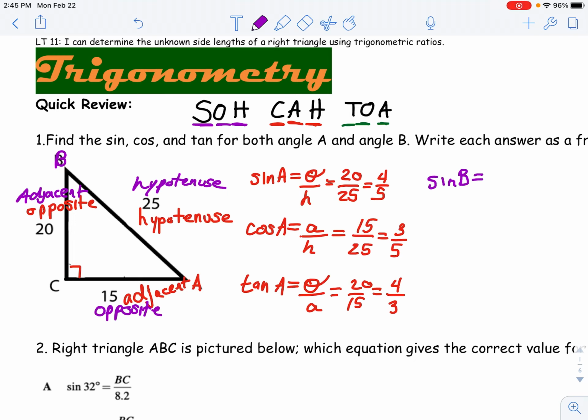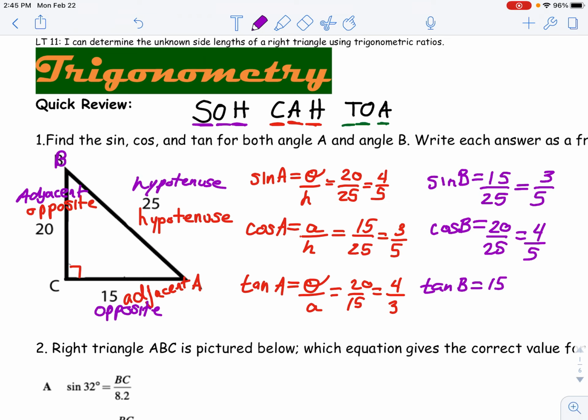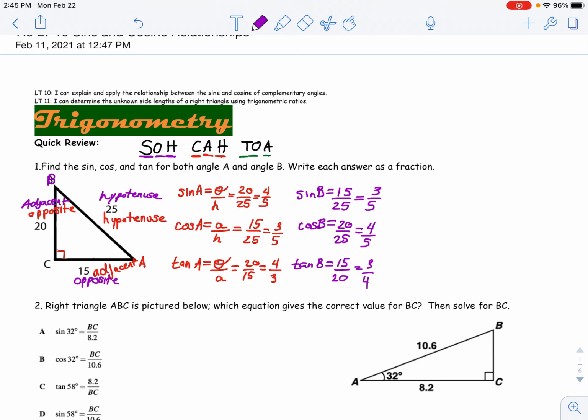But this time sine B is going to be 15 over 25, which is 3/5. We always like to reduce. Cosine of angle B is adjacent 20 over hypotenuse 25, so 4/5. And then tangent of angle B is opposite 15 over adjacent 20, which reduces to 3/4. All right, so these are just writing the trig ratios. We're not solving for anything. This is the most fundamental stuff we can do. But again, you have to have the fundamentals down, the basics down to be able to do the complicated, fun problems.